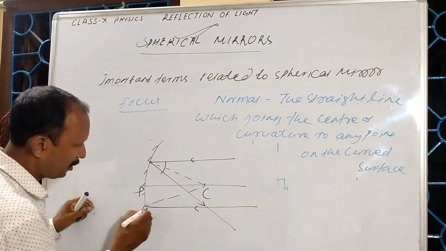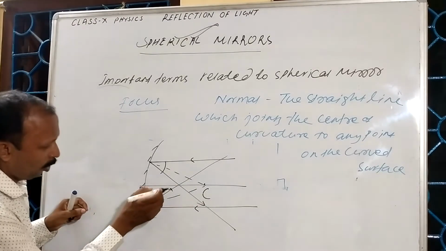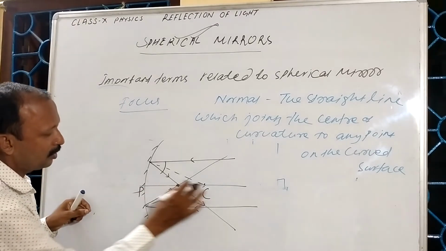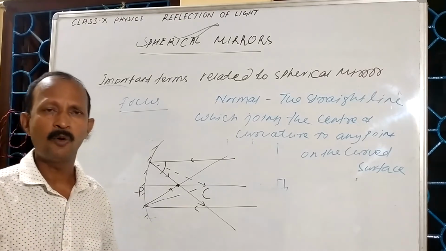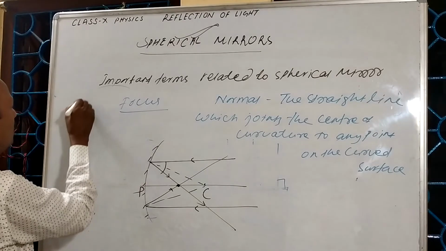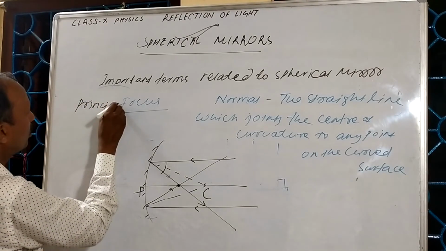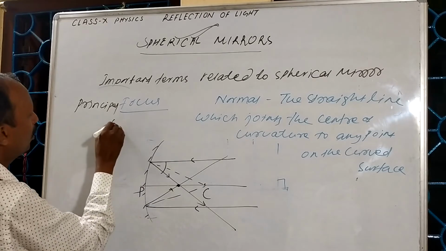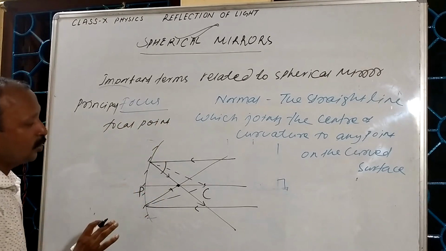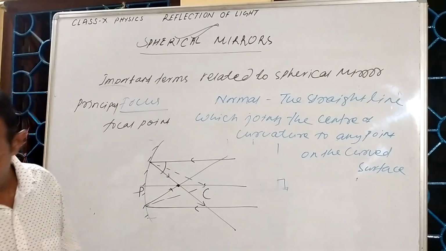So this is the incident ray, this is the reflected ray. See that the reflected rays are meeting at one point on the principal axis. That point is the principal focus or focus. I can say this is the principal focus, or we can say focal point. This is the case of a concave mirror. So what about the convex mirror?